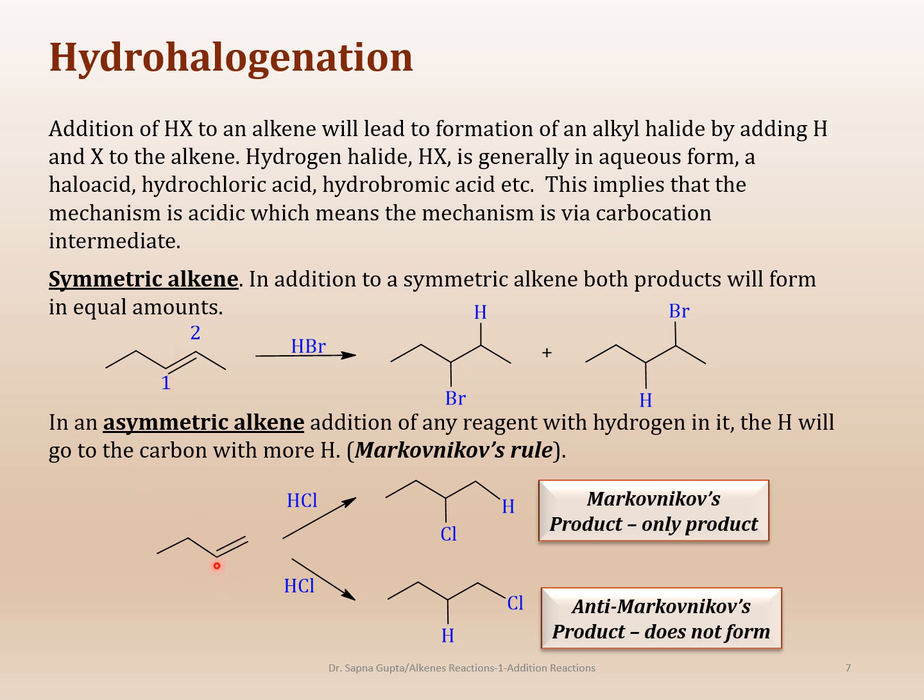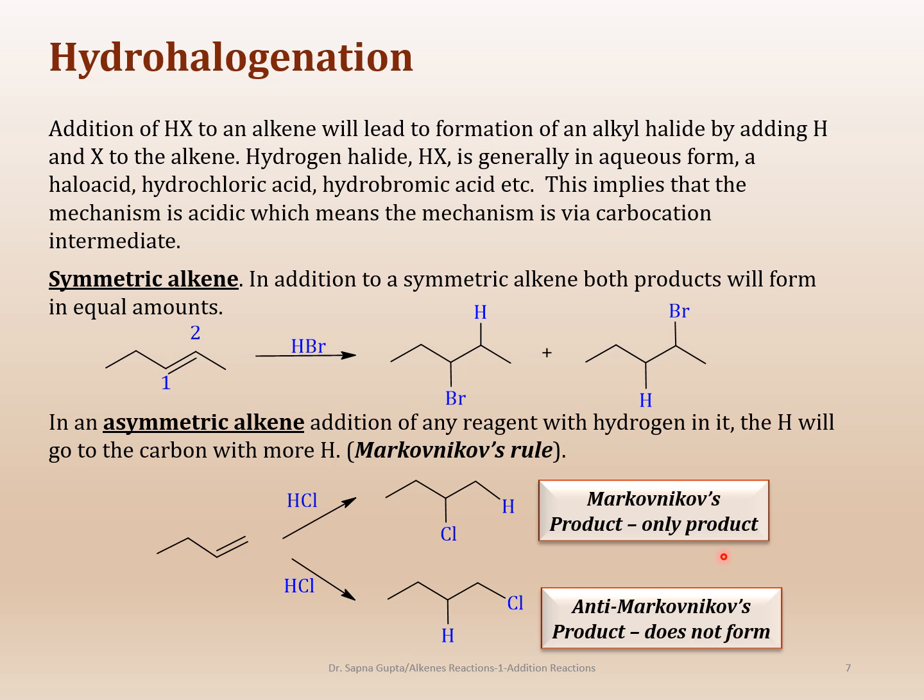Now let's look at an asymmetric alkene. An asymmetric alkene would be where you have a carbon and a hydrogen over here, and this one then has two hydrogens on this side. You can call this one a terminal alkene also if you want to. So in this case of an asymmetric alkene, when you add HCl, you only get one product, and this is the only product that is formed.